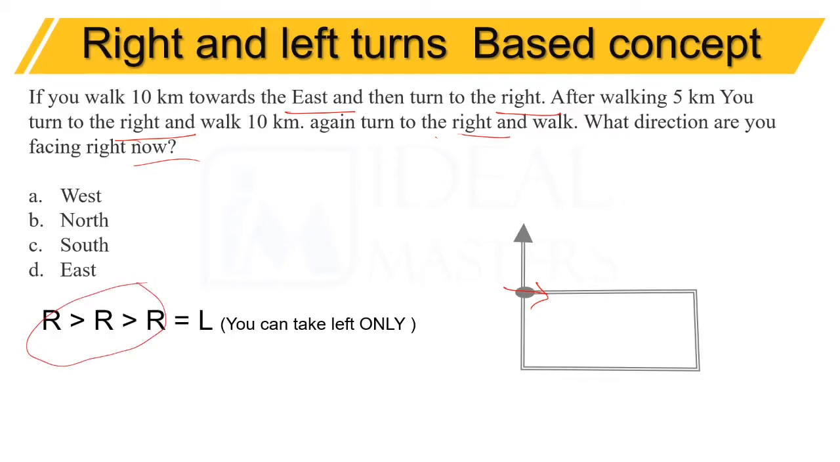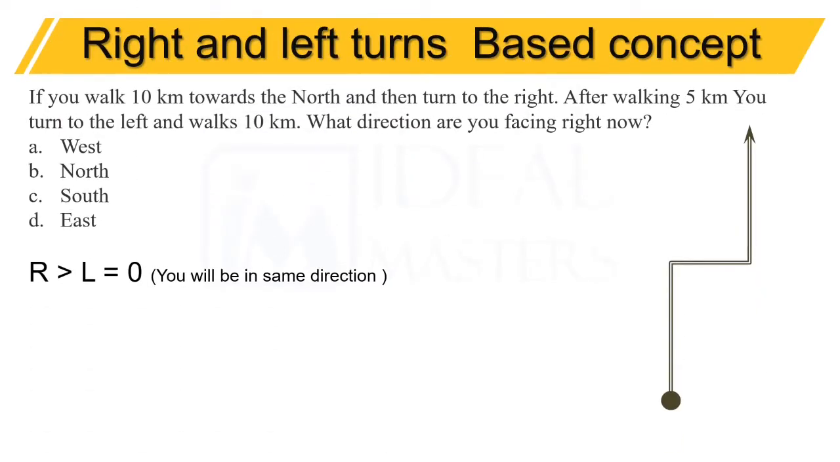In this question, you turn to the right hand side thrice, but as we know, instead of it, you can take only a single left turn to go into the final direction. Now start to walk towards the east, so the left side of the east is north. That is the answer. I hope I could make you understood.